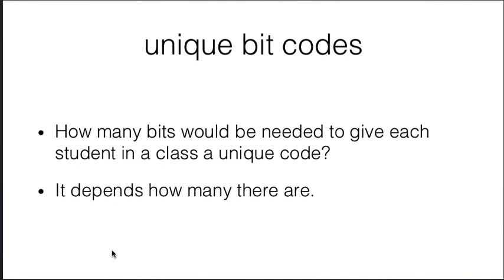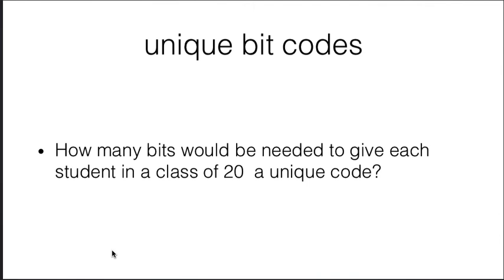How many bits would you need to give each student in a class their own unique code? Well, in today's class, we only need two bits. So you could be student 00, you could be 01, you could be 10, and you could be 11. In general, though, it's going to depend on how many people are in the class. If you have a class with hundreds of students, you'll need more bits. How many bits would you need if you had 20 students in the class? How many bits would you need to give each one their own unique code?